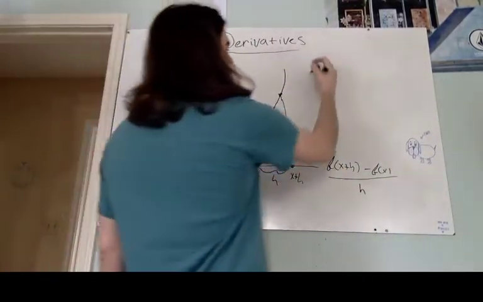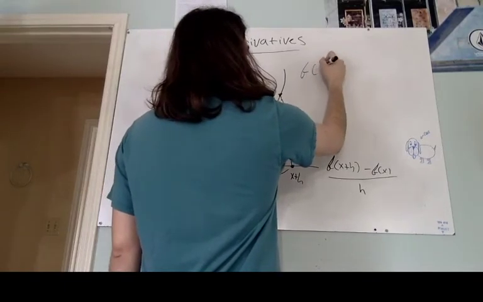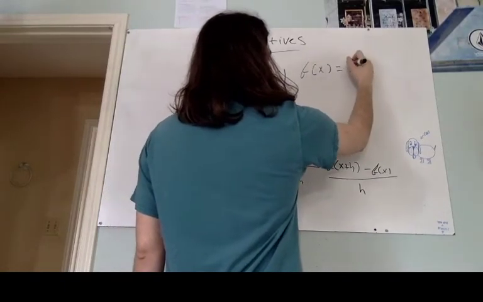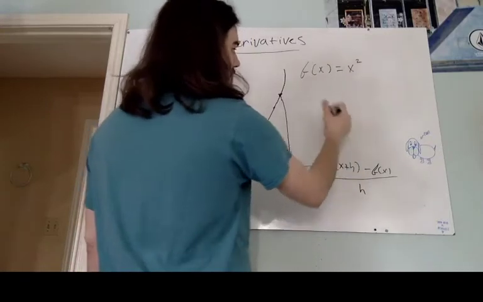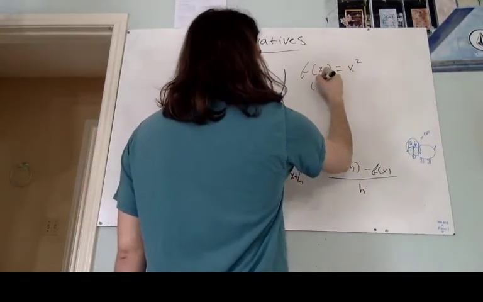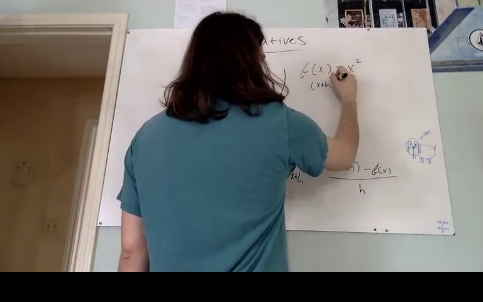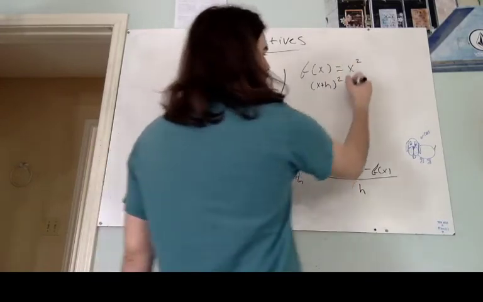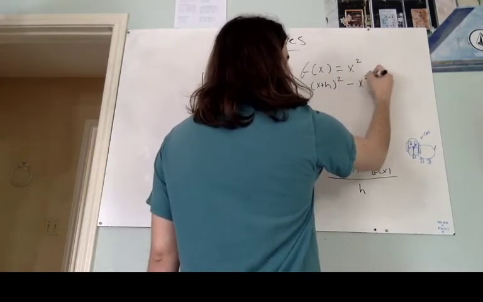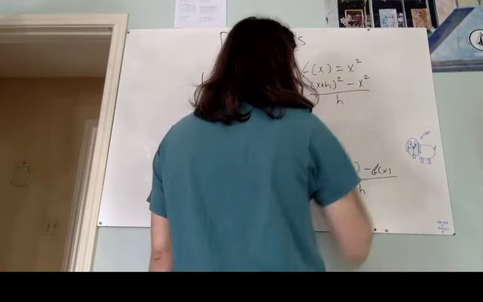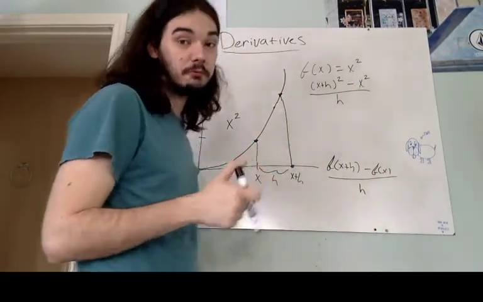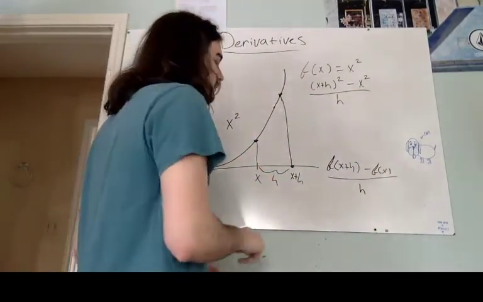So f of x equals x squared. So I just plug in x plus h to this. So that's going to be x plus h squared, right? Minus x squared over h. So you're going to need to be real good with factoring, very comfortable with those concepts for this.